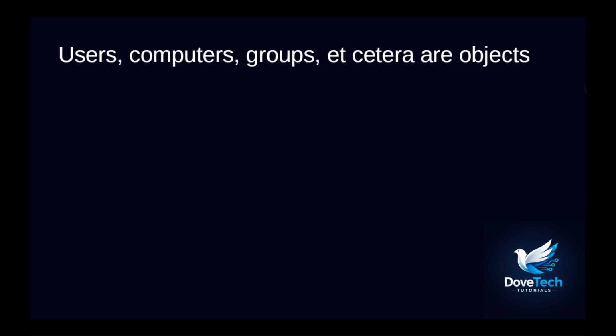Let's talk about users. More precisely, let's talk about objects. Everything in Active Directory is an object. Users, computers, groups, OUs, printers, shared folders. Every object has attributes, properties that describe what it is and how it behaves. User accounts represent people. When Anna Diven logs in, Active Directory looks up her user object and uses its attributes to verify her identity and determine her access.